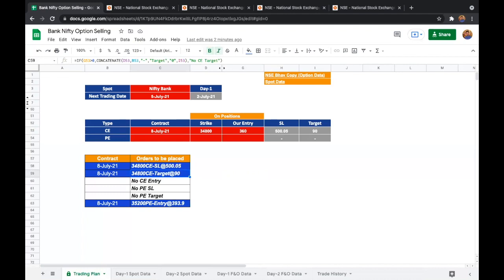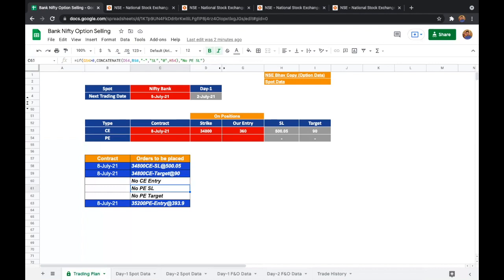So the target remains the same once you enter the trade, and the SL keeps on trailing basis the daily data, right? So we have this position. We'll place two orders for this, one is the stop loss and the other is the target. Since we already have a call sell entry, we won't be punching any orders for a call sell again. This will only come when we have exited this particular position either through an SL or a target, right?